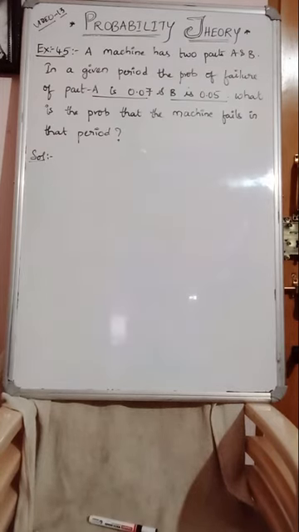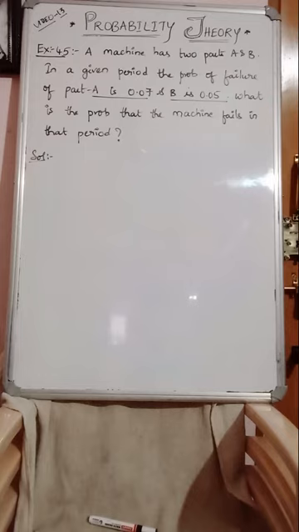Yes, look at this next question. Example number 45. A machine has two parts, A and B. In a given period, the probability of failure of the first part, A, is 0.07. The probability of part B failure is 0.05. What is the probability that the machine fails in that period? So this is the question now.